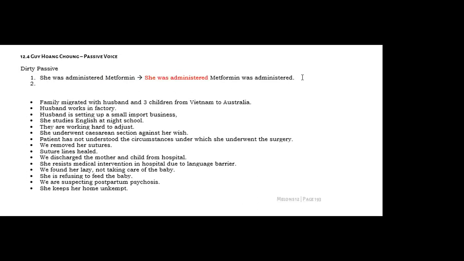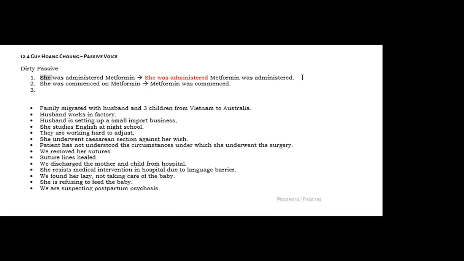Another mistake that you commit is "she was commenced on metformin". That is another mistake that everybody is committing nowadays. Don't write this way. It is completely incorrect. You have to write "metformin was commenced". That is the right one. "She was commenced on metformin" is completely wrong, and "she was administered metformin" is also incorrect. The correct form is "metformin was administered". I'm coming to the main point.